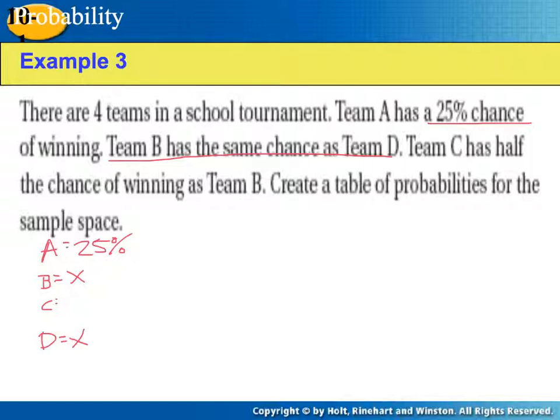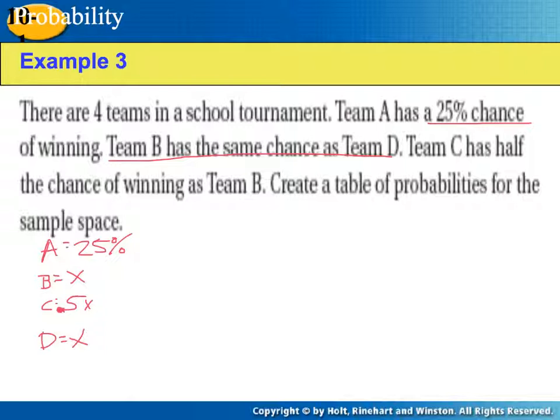Then, Team C has half the chance of winning as Team B. Well, what was Team B? Team B is X. What's half of X? Half X, 0.5X. Done. That's a 0.5X, not just a 5X. Don't forget there's a decimal point there. I know it's hard to see, but it is there.